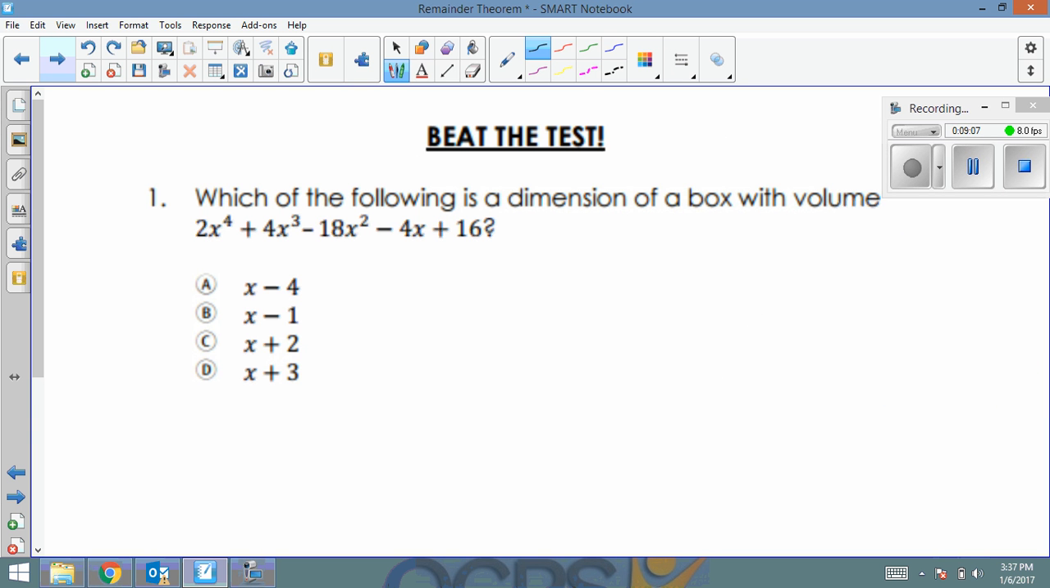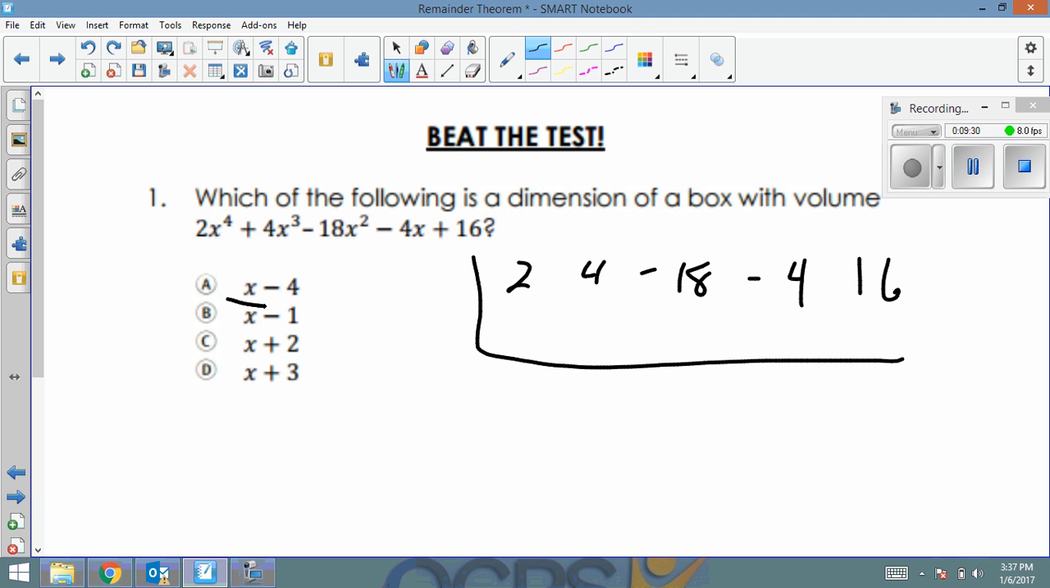All right, the last one. Which of the following is the dimension of a box with the volume 2x to the fourth plus 4x to the third minus 18x squared minus 4x plus 16? What you would have to do is test each one of these out to see if you get a remainder of 0. I know the answer, so I'm going to go ahead and work it out. Okay, the answer is B.